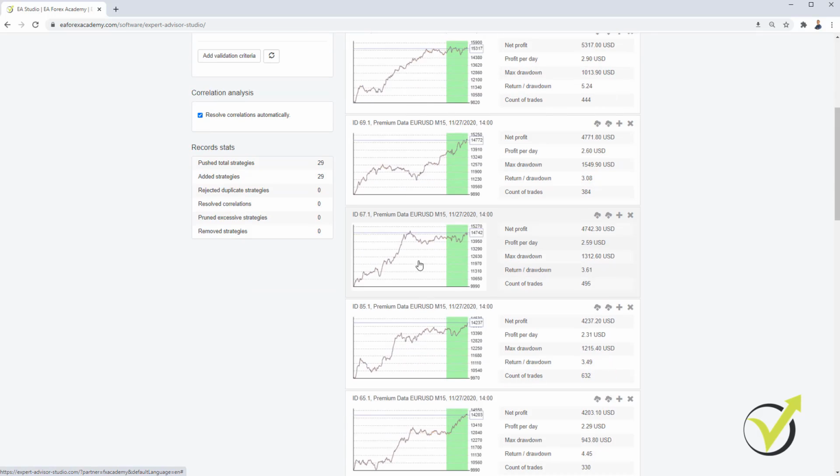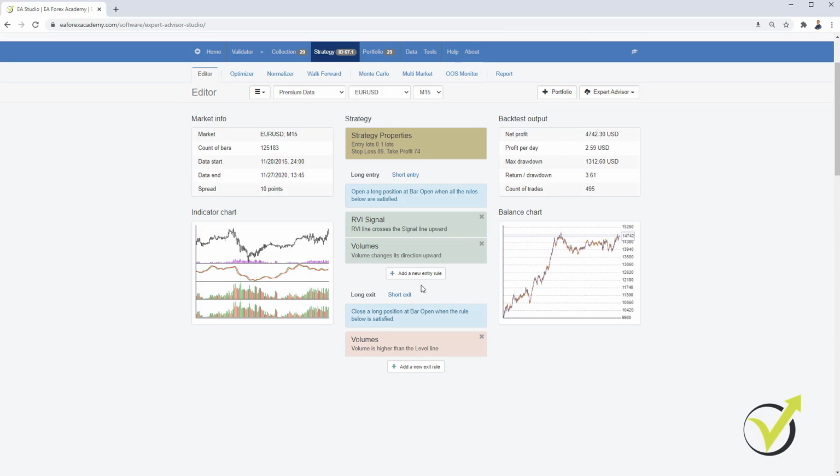All right, so one more time, let me click on any of the strategies, and I hope now you recognize it. Okay, RVI line crosses the signal line upwards and volume changes its direction upward. And this is for long when we want to buy. When we see upward, it means that this is a trend following strategy, okay? Because it will buy when the event or the cross of the indicators is in the same direction as the direction we want to go.